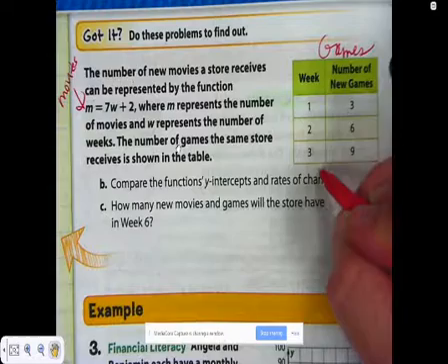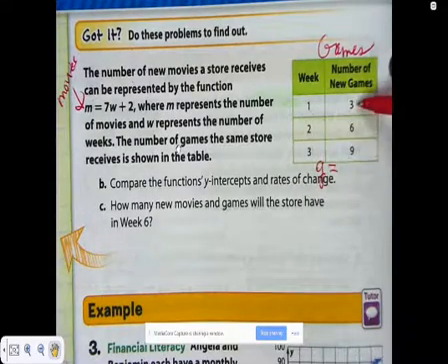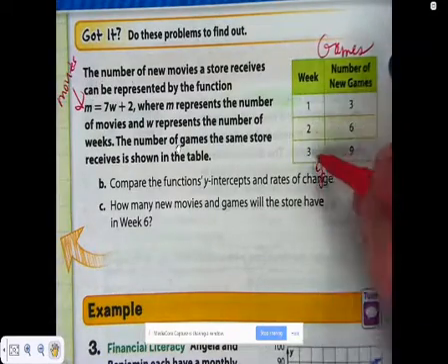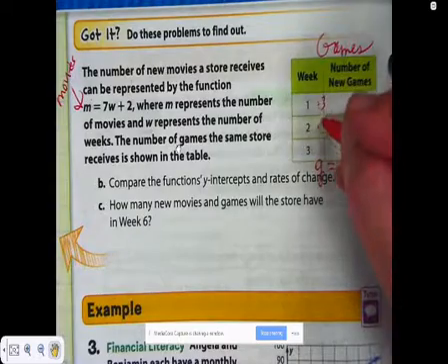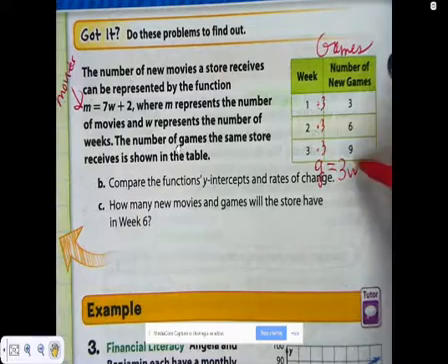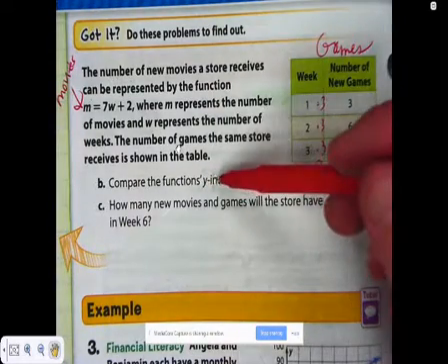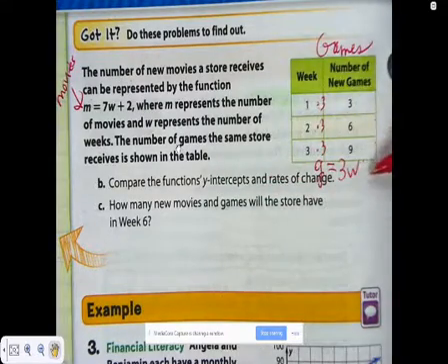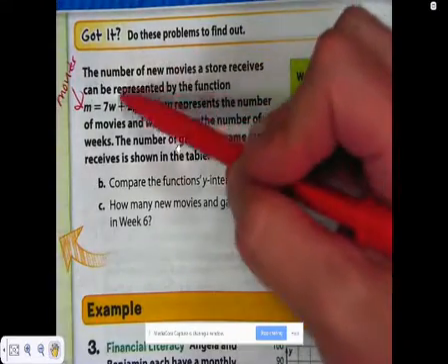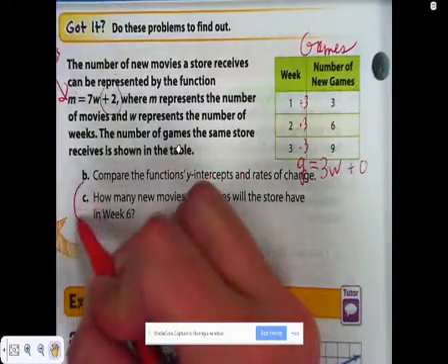So the number of games that this store gets is 3 per week, because week 1 they have 3, week 2 they have 6, week 3 they have 9, so they're adding 3 games per week. So this would be 3W. So here's our equation, 3W. Okay, so let's compare the functions' y-intercepts. This y-intercept is 0. There isn't another number over here. This y-intercept is 2.